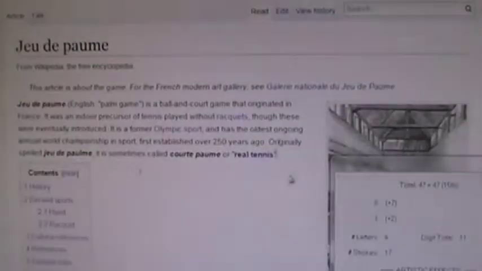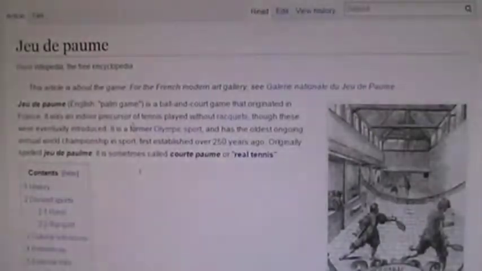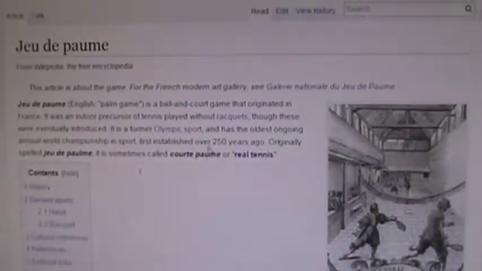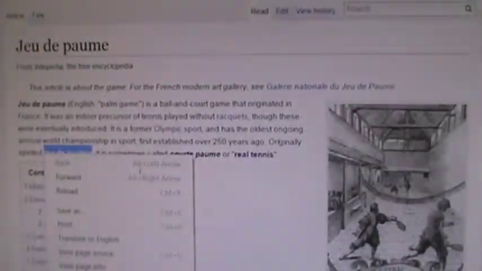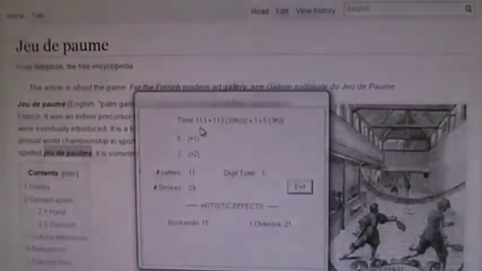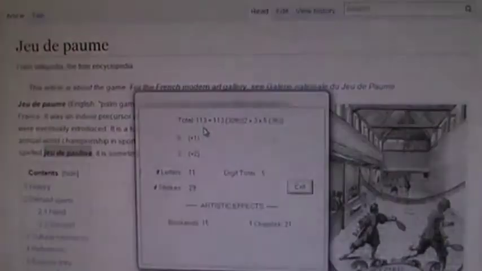It was an indoor precursor of tennis played without rackets, though these were eventually introduced. It is a former Olympic sport and has the oldest ongoing annual world championship in sport. First established over 250 years ago. Originally spelled jeu de... Ooh, different spelling. What is this going to yield? There you go. See that? Go deeper, you get more. So the original spelling was 113, which is a 3-digit all-factor 3 number. 113 being the factors of 3, 1 and 3. And that is the 30th prime perfectly.